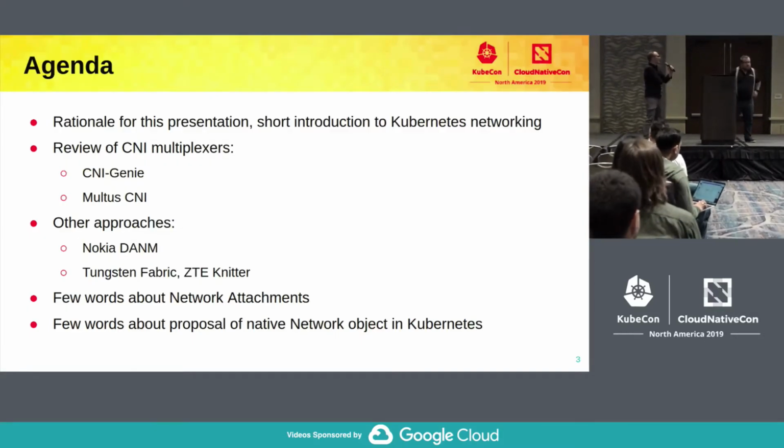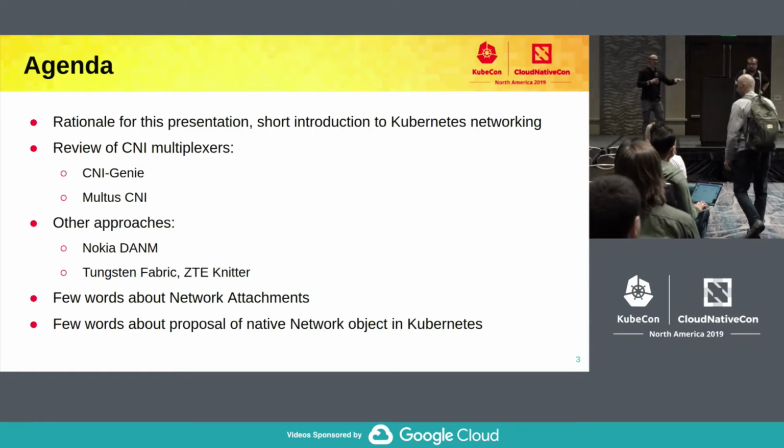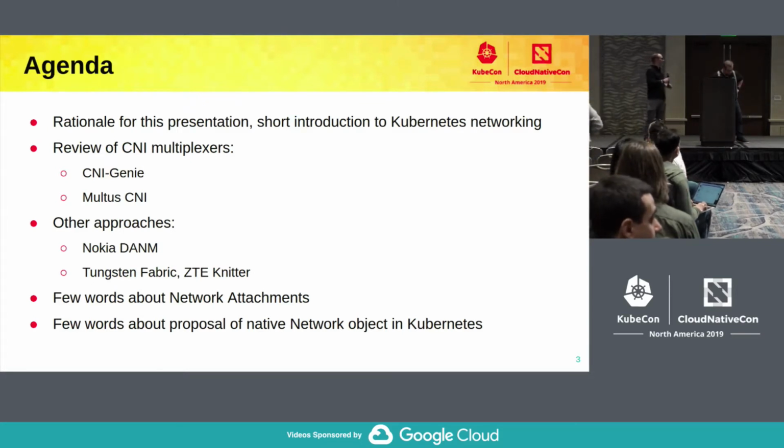All right, so here's a quick agenda. We're going to talk about CNI multiplexers. Some of the plugins that we will talk about live on kind of a spectrum of what's strictly a multiplexer, so we're going to talk about these other approaches. We'll talk about network attachments as a theme. And then we're going to talk about some native object proposal that Piotr has presented for us.